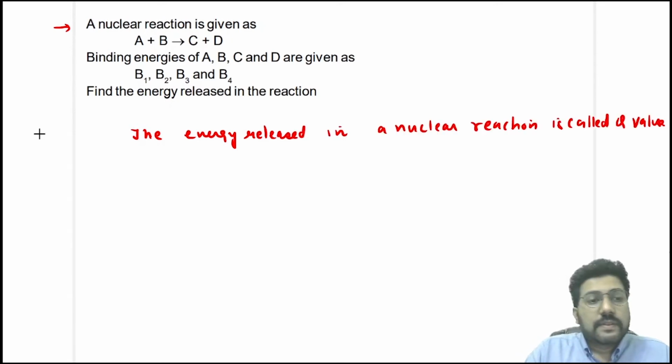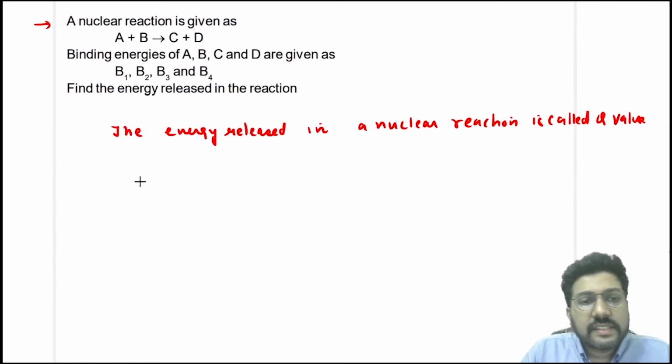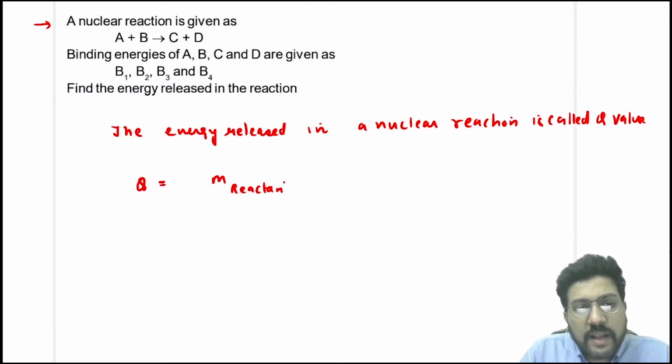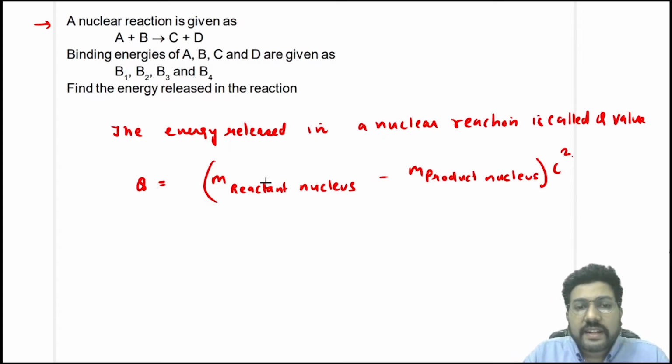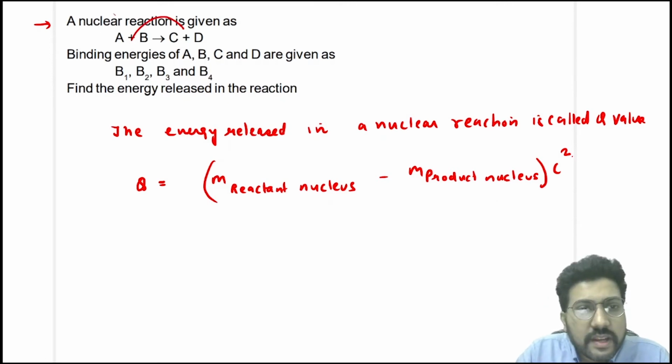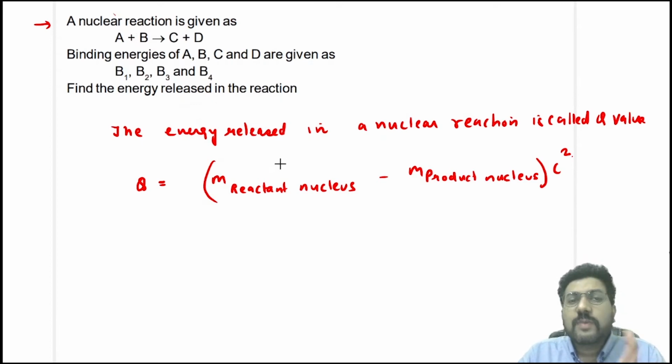Now how much energy is released is given by Q is equal to mass of reactant nucleus minus the mass of product nucleus multiplied by C square. Mass of reactant minus mass of product, because the mass has to decrease, right? From here to here, if the mass decreases, that means the energy is getting released. Okay, this is one way of writing.